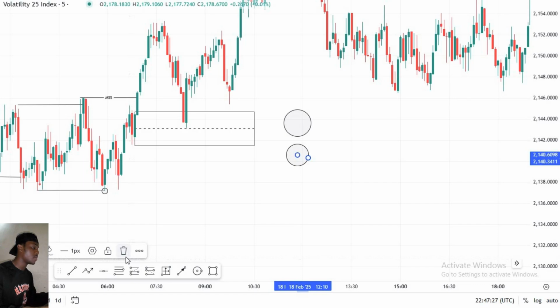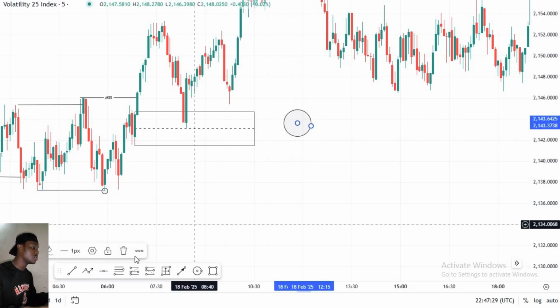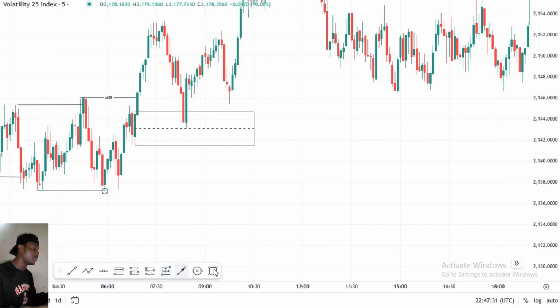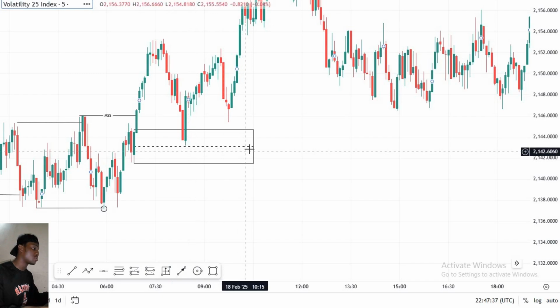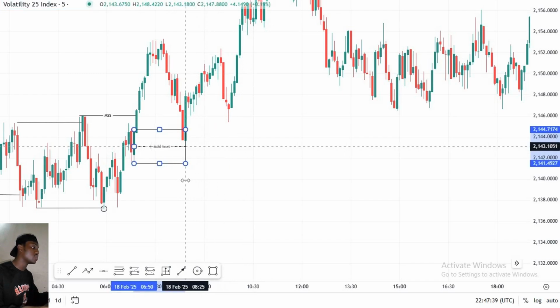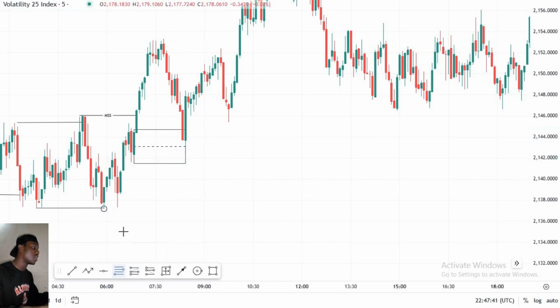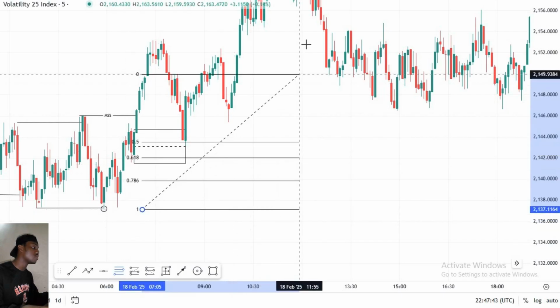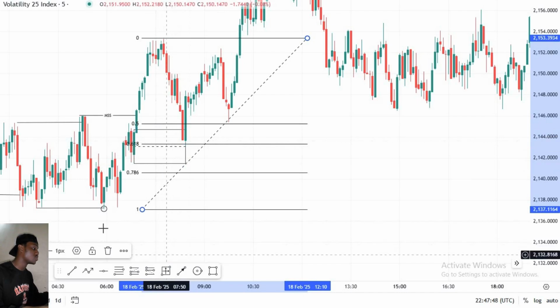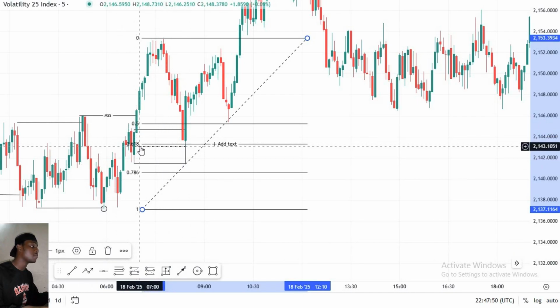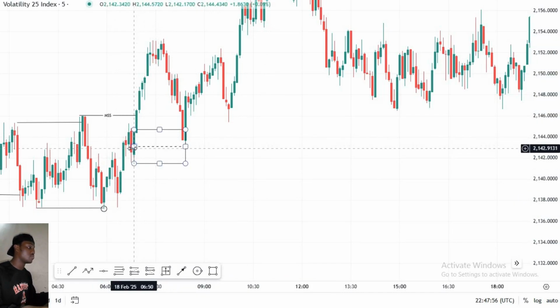So as you can see, the market came to this level of demand, which aligned with the 61.8 level. This is the 61.8 level that aligned with the 50% of this area of demand. So to avoid missing the entry, I took the whole area of demand.